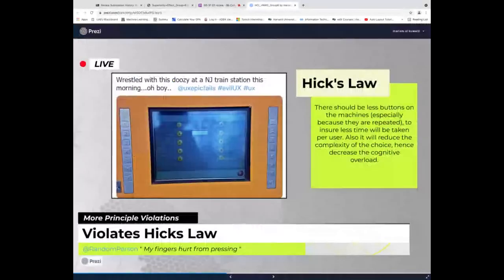And then the second law that it violates is Hick's law. Because as you can see, there are many buttons on the screen, which violates the law. And if there were fewer buttons, it would take less time for the person to concentrate on pressing the button.